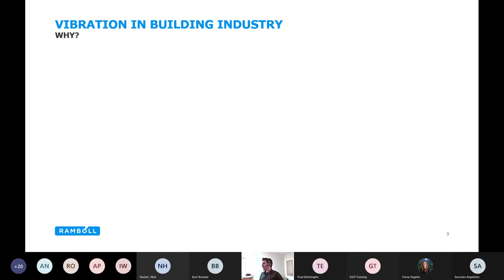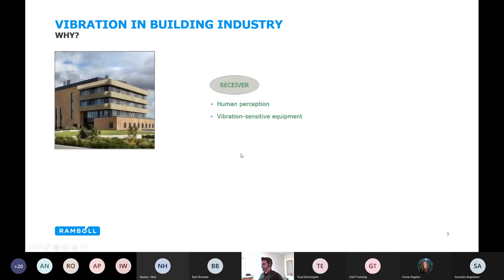So vibration in the building industry: why we have a problem with vibration, why we should look at vibration levels within a building. There is no perfect way to illustrate this, but I thought I would start from the receiver point of view. For a given building, we may be designing for people, if the building is an office or a residential building, or we can design for a science facility, which is housing vibration sensitive equipment with very low vibration requirements.